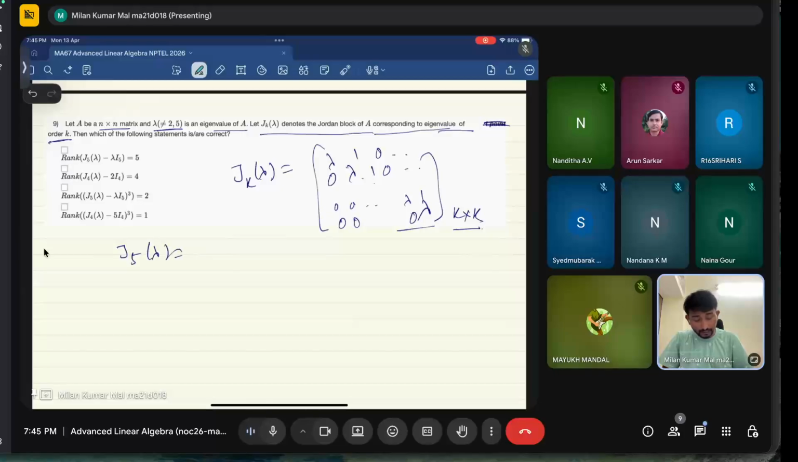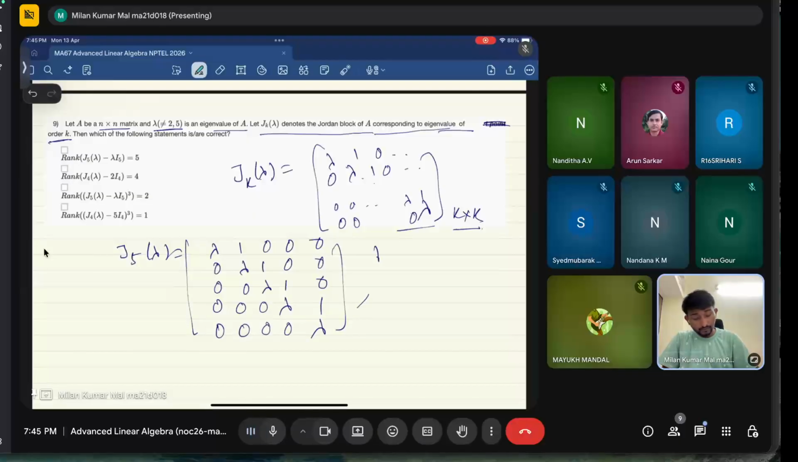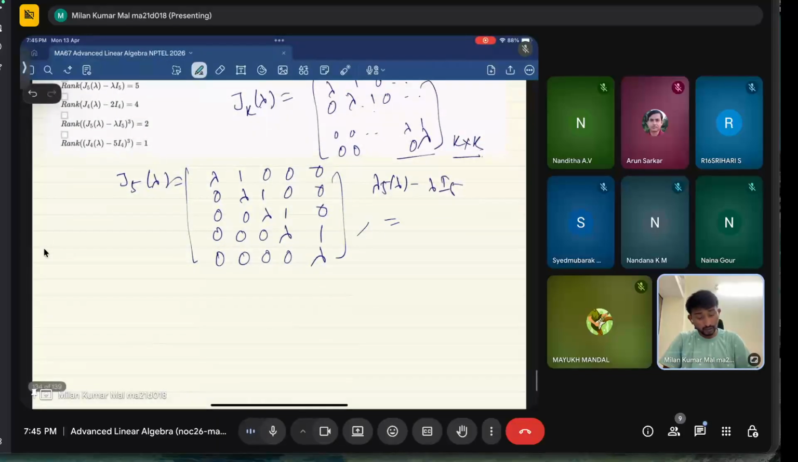So what is J5 lambda? That's clearly a 5 by 5 matrix: lambda 1 0 0 0, 0 lambda 1 0 0, 0 0 lambda 1 0, 0 0 0 lambda 1, and 0 0 0 0 lambda. This is J5. Now J5 lambda minus lambda I5, what will it be? Lambda will be deleted from the main diagonal, so it will be 0 1 0 0 0, and so on. Oh sorry, here the 1 will be there.